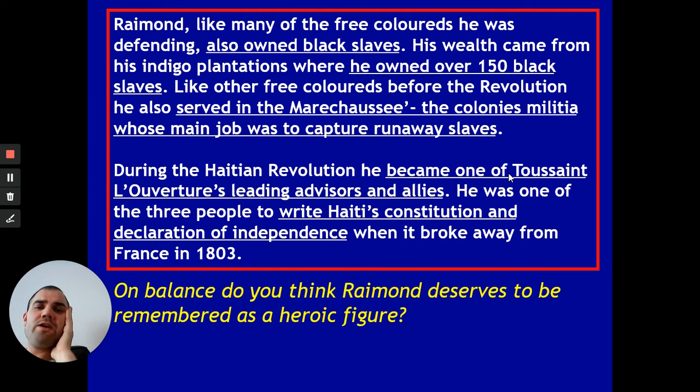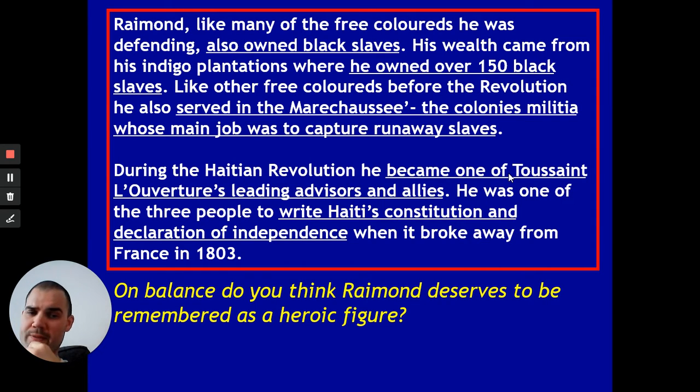Right, Raymond, like many of the free coloreds he was defending, also owned black slaves. His wealth came from his indigo plantations, where he owned over 150 black slaves. Like other free coloreds before the revolution, he also served in the maréchaussée, the colony's militia whose main job was to capture runaway slaves.